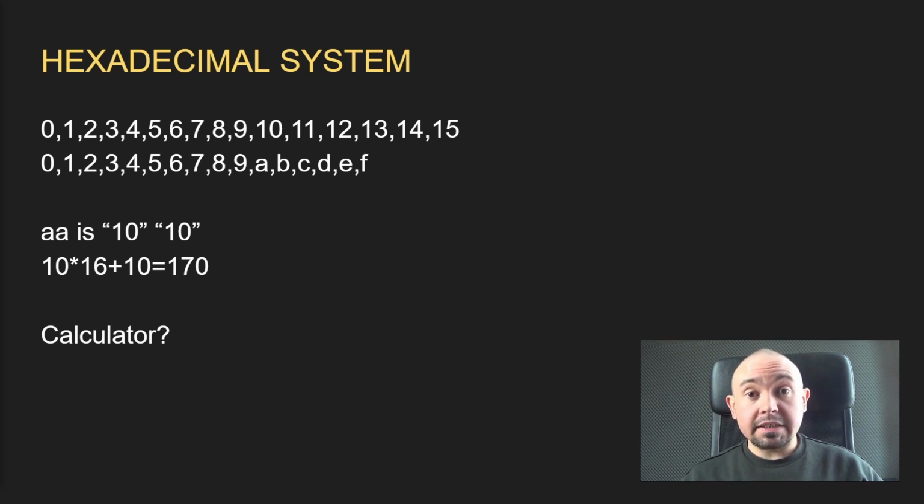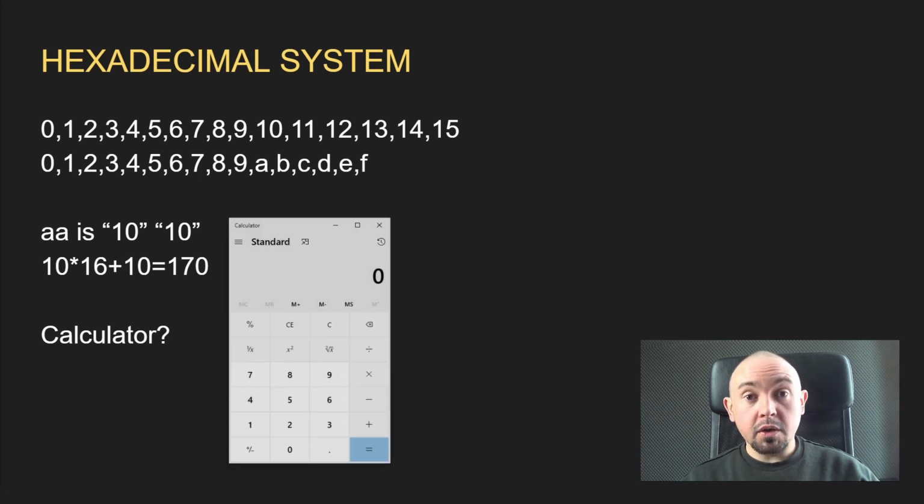Take double A as an example. We know that A is 10, so double A is interpreted as 2 tens. What happens next? The first value, the first A, the first 10, is multiplied by 16. The second value, the second A, the second 10, is then added to this multiplication result. So the final result is 170. And in the RGB function for this color, you could give just that value and you would get the same effect.